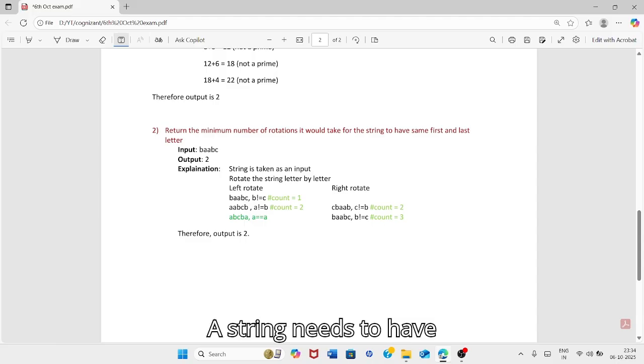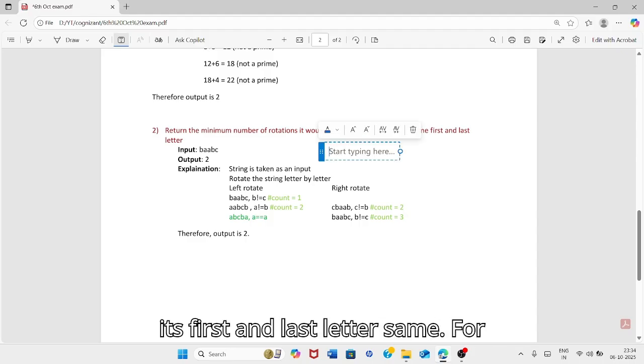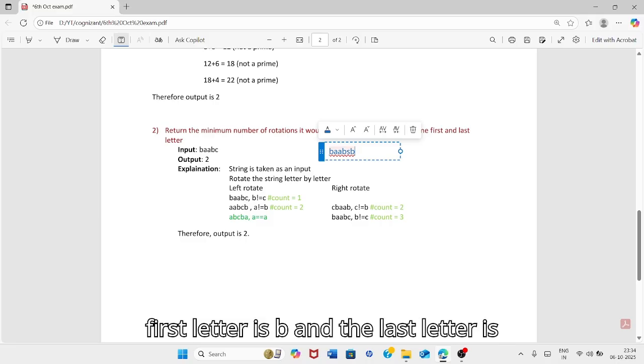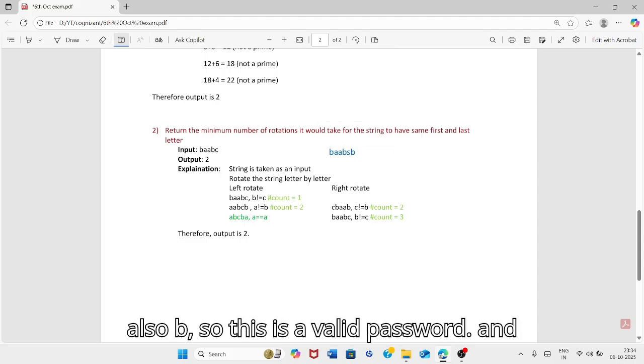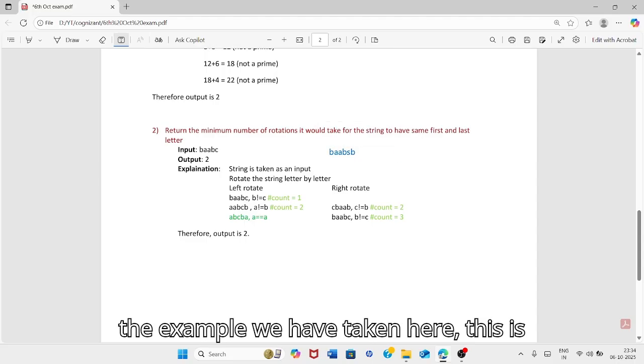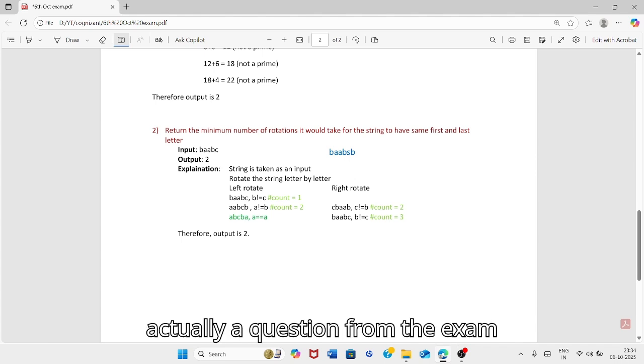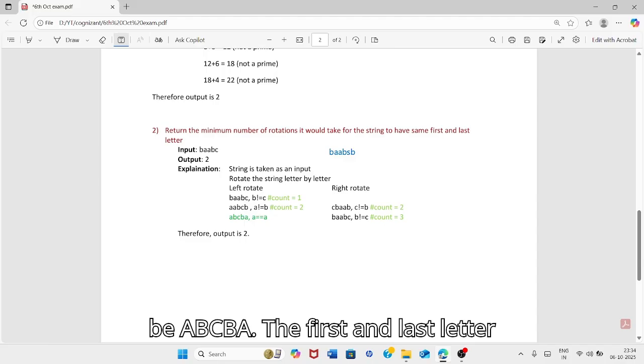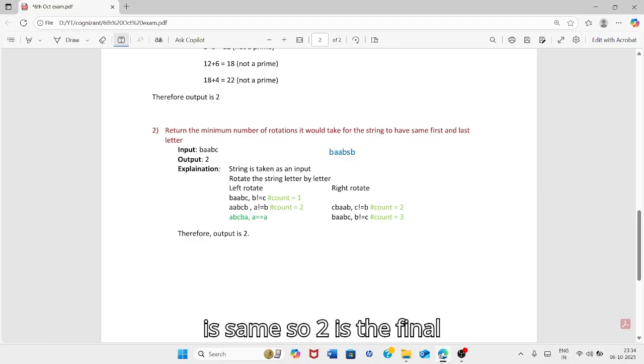A string needs to have its first and last letter same. For example, B, A, B, C, B. Here, the first letter is B and the last letter is also B. So this is a valid password. And the example we have taken here is actually a question from the exam. B, A, B, C. After rotating it, the output will be A, B, C, B, A. The first and last letter is same. So that is the final output.